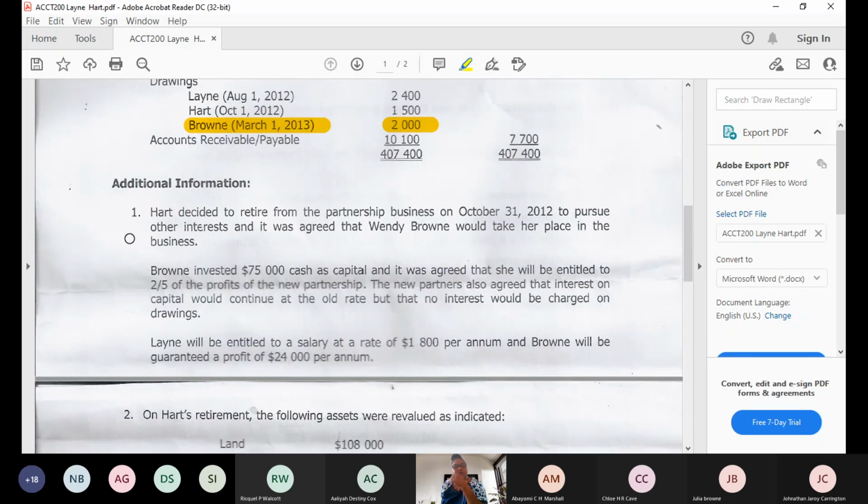You have additional information. The first part says Hart decided to retire from the partnership. So this is important. This is what's happening. Hart decided to retire from the business on October 31st, 2012, to pursue other interests. And it was agreed that Wendy Brown would take her place in the partnership. So you see what is happening? You can't have a partnership with one person. If it's only one person, that's a sole trader. It cannot be a partnership if it's only one person.